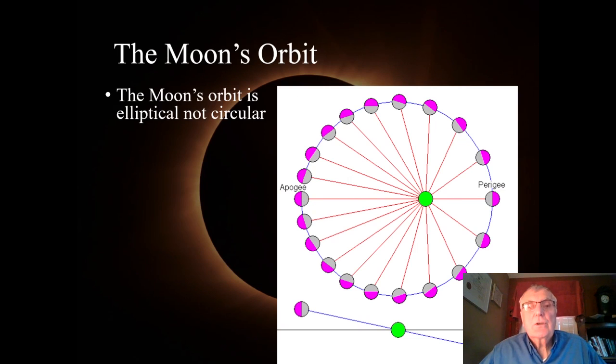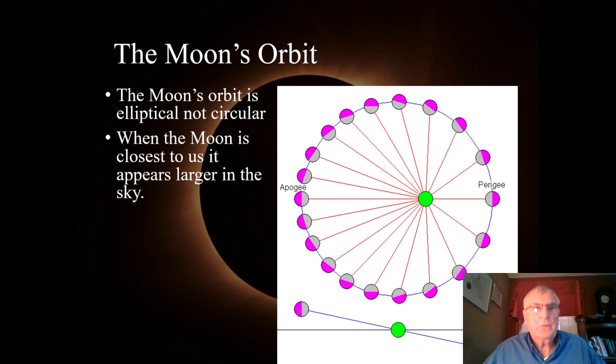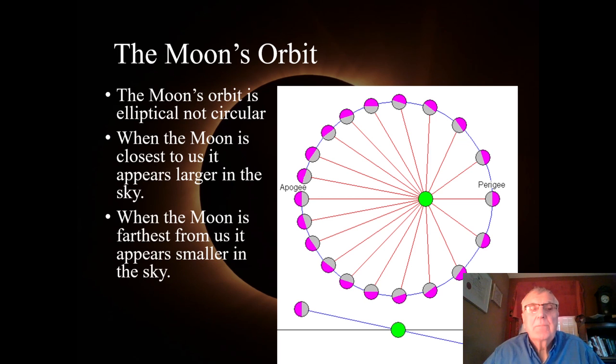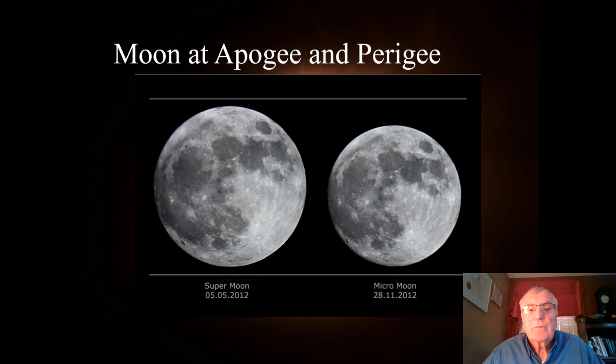The moon's orbit's not circular, it's actually elliptical, which means sometimes it's closer to us, sometimes it's further away. When the moon is closest to us, it appears larger in the sky. And when it's furthest from us, it appears smaller in the sky. It's also tilted, and that's going to come up. I'll show you what effect that has. But first of all, here's the differences in size.